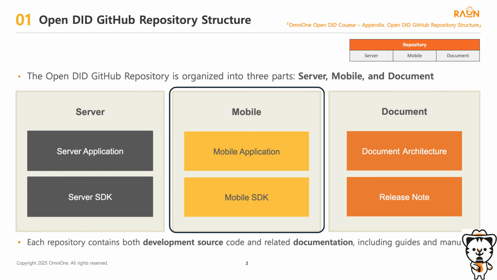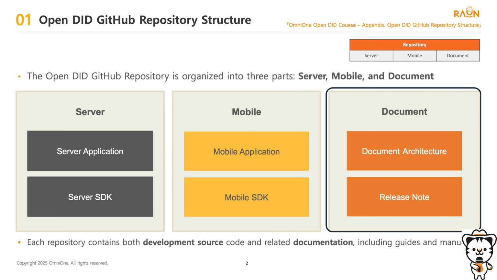Next, mobile is also divided into application and SDK. Here too, the application is in charge of the actual service. And the SDK acts as a library responsible for common or core functions. Finally, the document section consists of two parts. Document architecture is a space where documents that help understand the overall structure of Open DID are gathered. And release notes is an area where release contents and history for each version are organized.